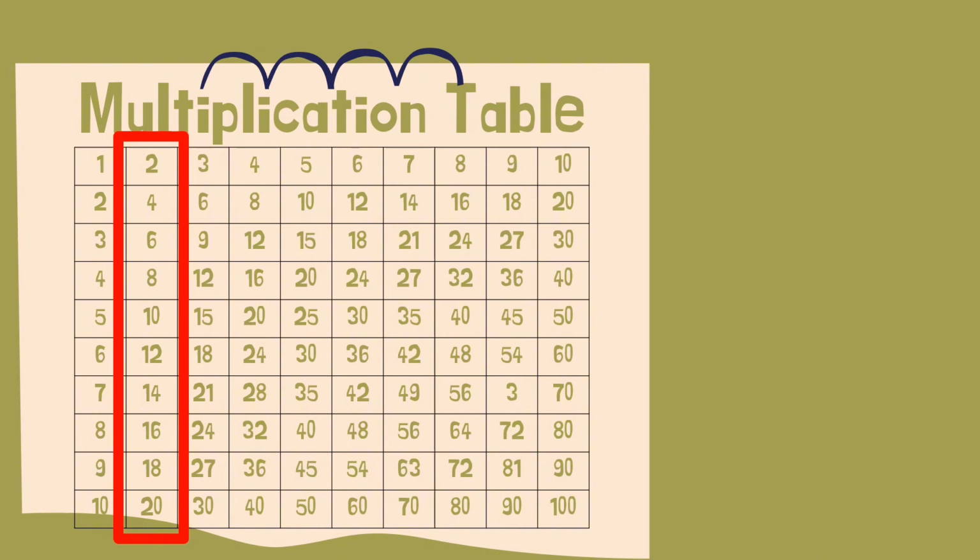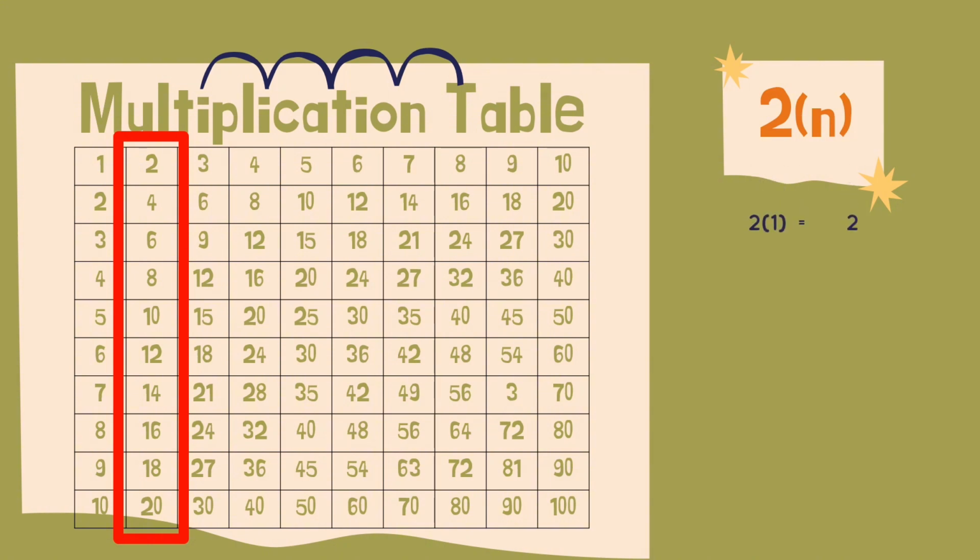It means that if the pattern is plus 5, the nth rule is 5 times n. How about if the pattern is plus 2, like 2, 4, 6, 8, 10, 12, 14, 16, 18, 20? That is 2 times n.